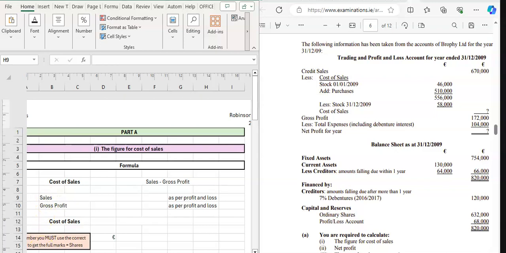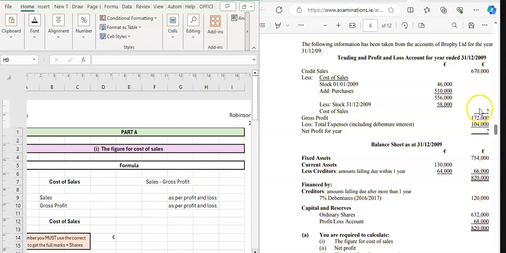Okay, so let's have a look at Brophy 2010 ordinary level, question 5. And the first adjustment says the figure for cost of sales. Cost of sales figure is using your profit and loss account. So if we look at a profit and loss account, we have our cost of sales figure here is blank. But what we do have is our credit sales of 670,000 and our gross profit of 172,000.